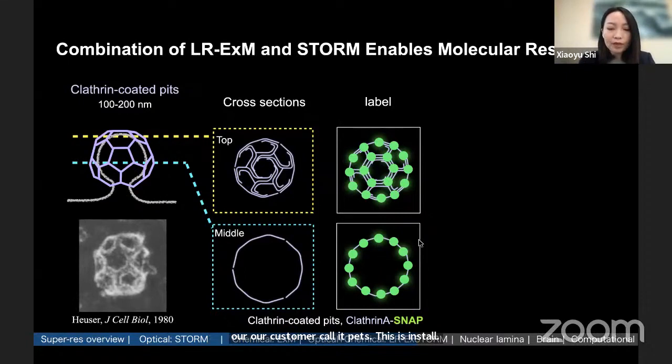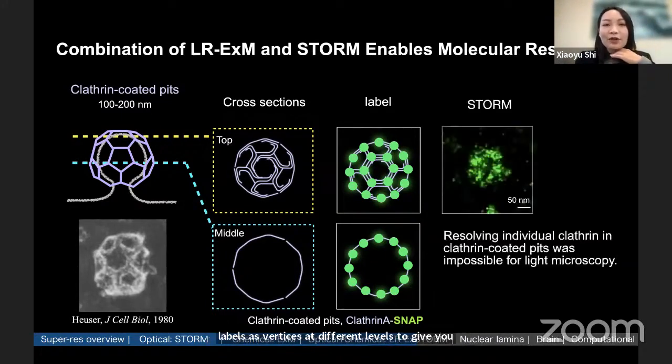So we just use the CRISPR knock-in gene editing to introduce the probes into every clathrin. The probes are the SNAP tag. I think in this one we used overexpression, not the knock-in. And if everything's ideal, we expect to see separated clathrin labels as vertices at different levels to give you different imaging. And first of all, let's see if it's necessary to combine expansion with STORM.